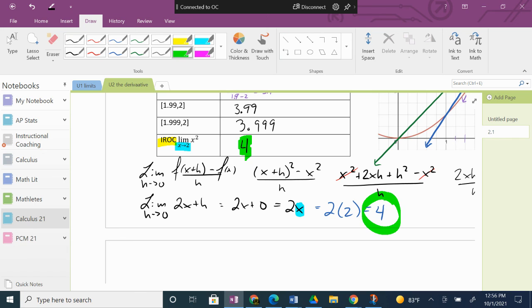By definition, all of this algebra, whereas before we could just set up the table and look at that limit. You could do it by table and looking at what the limit approaches, or by definition, that's a whole lot of algebra.